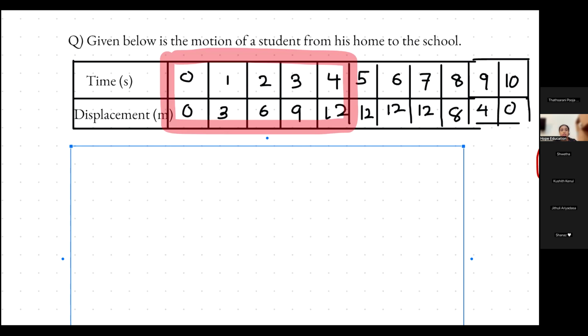So we can write, the student has moved with a uniform velocity. Constant velocity is also fine. Okay, that is the answer here.